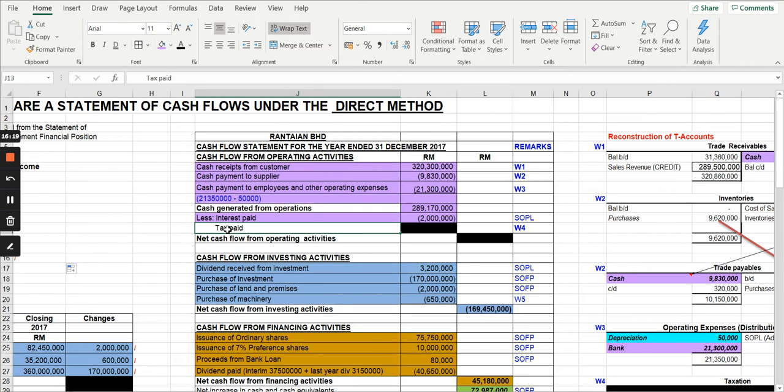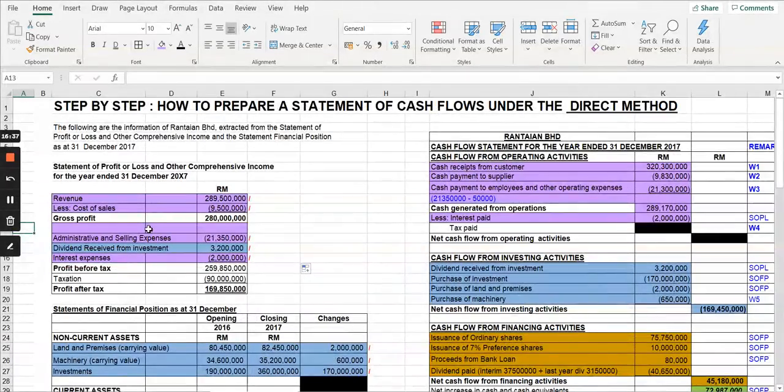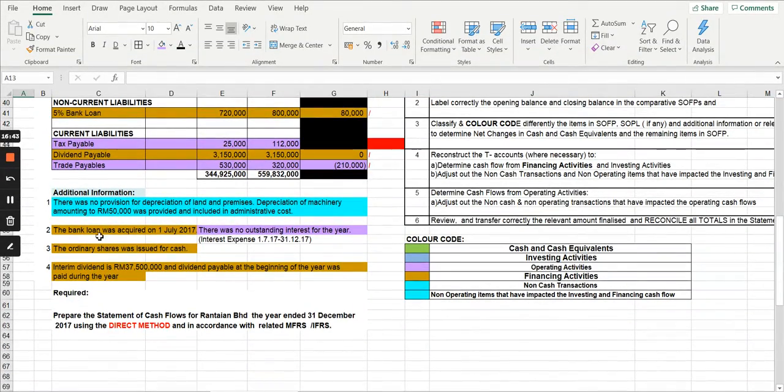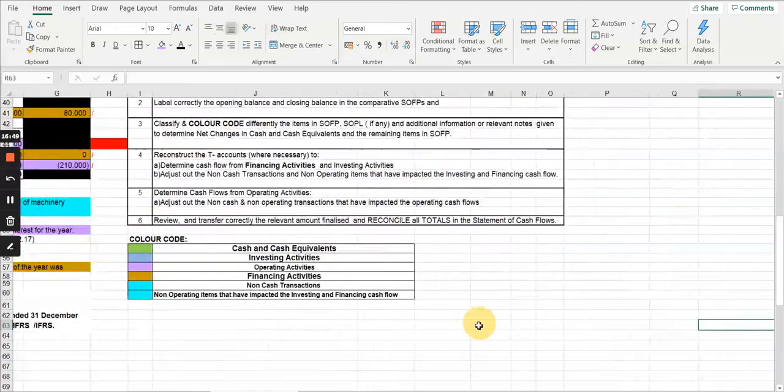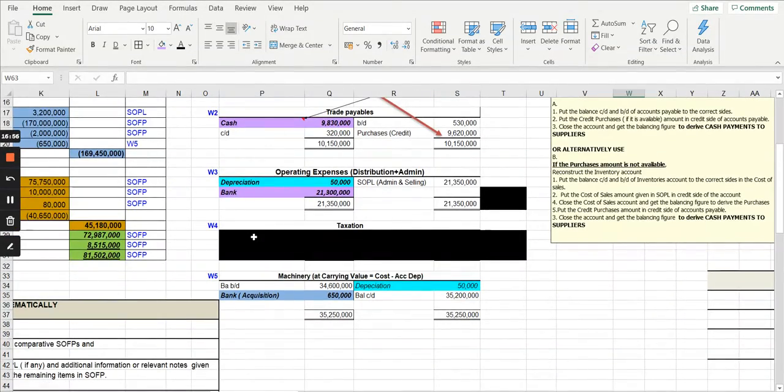For the tax that you paid during the year, it means the tax that you actually paid to the Inland Revenue Board or whatever authority in your country. So the tax paid is what you actually credit to your bank account and debit in your taxation. In our case, if you look at the bottom here, no information is telling you about the tax paid. Therefore, you need to reconstruct the taxation.